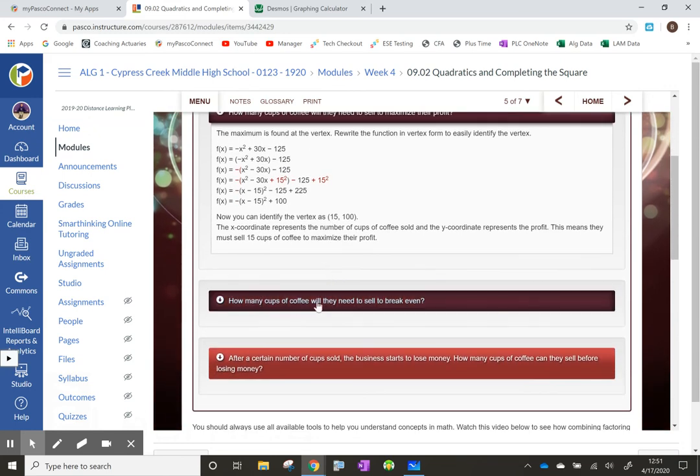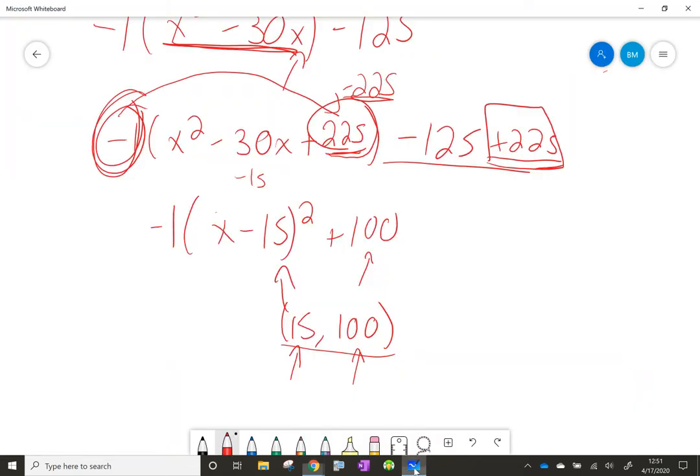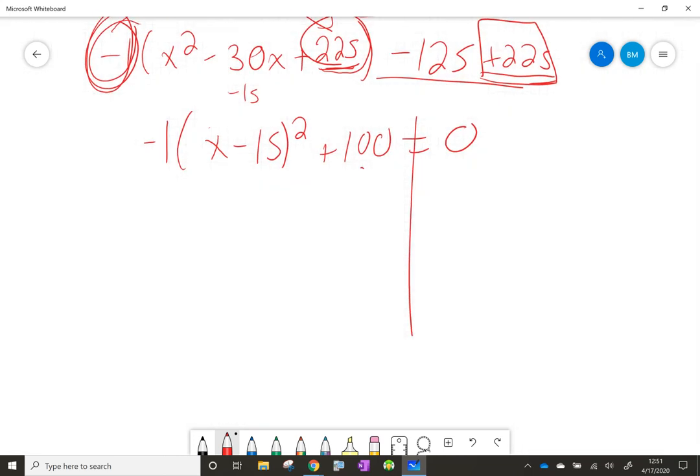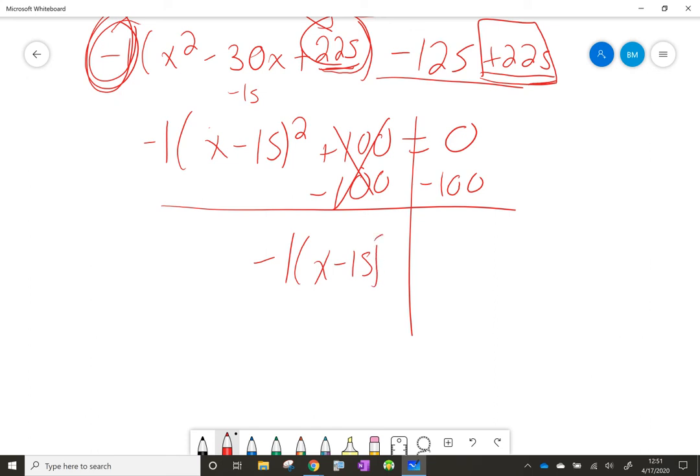So now it's asking how many cups will they need to sell to break even. Break even means that they don't make any money, right? So breaking even means 0 profit. So we're essentially looking for when all of this, which is what I was jumping into earlier, equals 0 profit. Well, if they have 0 profit, we're just going to solve this from scratch. It's already in vertex form, so we just have to solve it the old-fashioned way. So we'll subtract 100 first to cancel it out. We have negative 1 times (x minus 15) squared equal to negative 100.